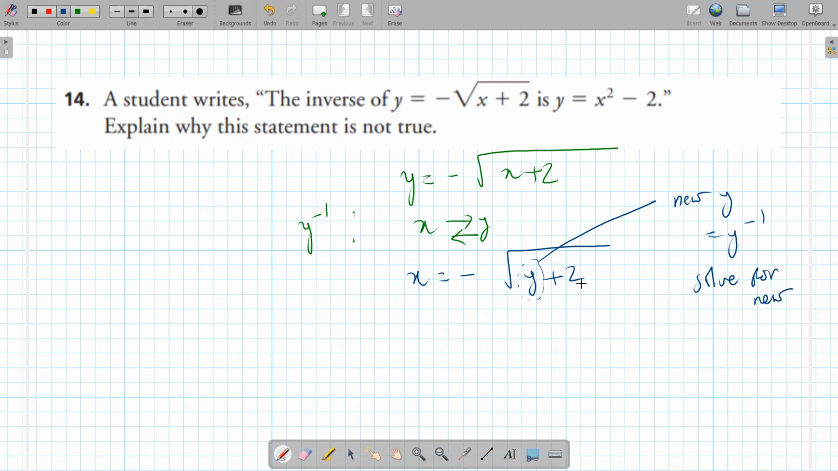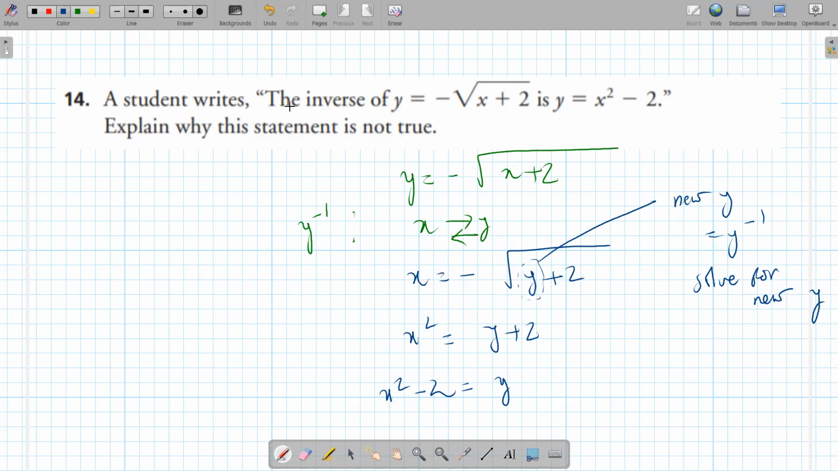So how do you solve this equation or isolate for y? You want to get rid of the square root, so you're going to square both sides. So you get x squared equals y plus 2, because negative anything squared is positive. And then you can subtract 2 from the other side. So you get y equals x squared minus 2. And that's all. That's the inverse.